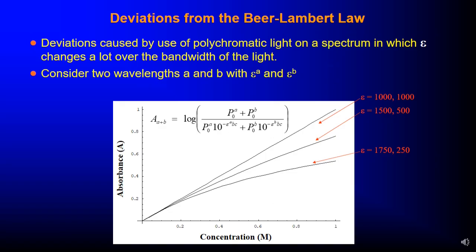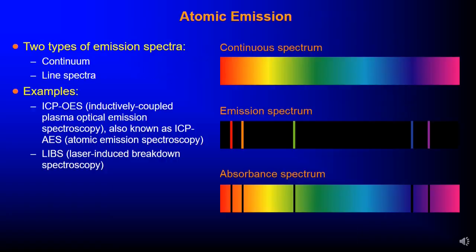So in that case, deviation is caused by the use of polychromatic light on a spectrum in which molar absorptivity changes a lot over the bandwidth of the light. Consider two wavelengths A and B, with molar absorptivities A and B. So if you can see here, that is just like a correction for such a situation where we have polychromatic light. That is how we'll go about doing a correction for Beer-Lambert.